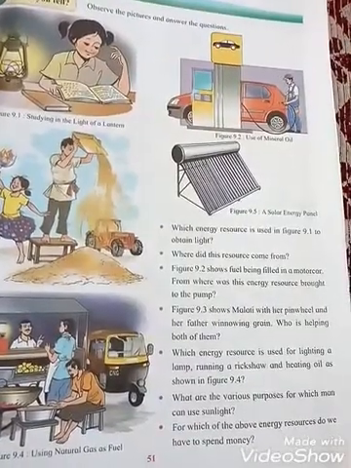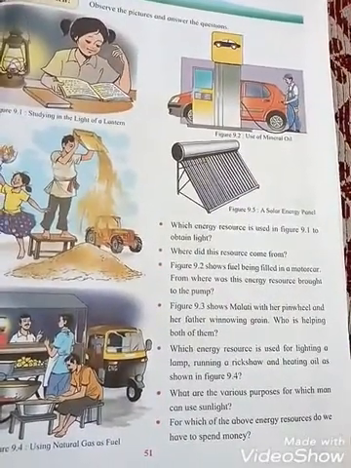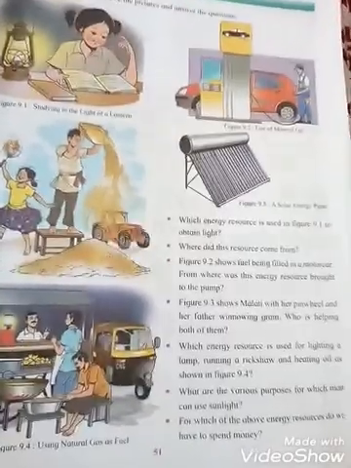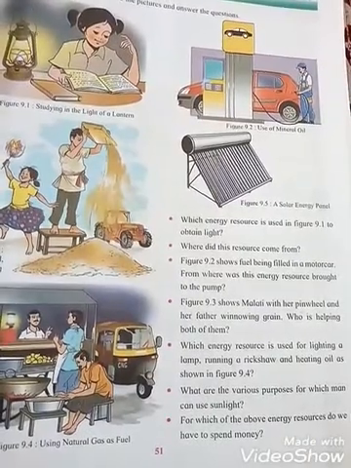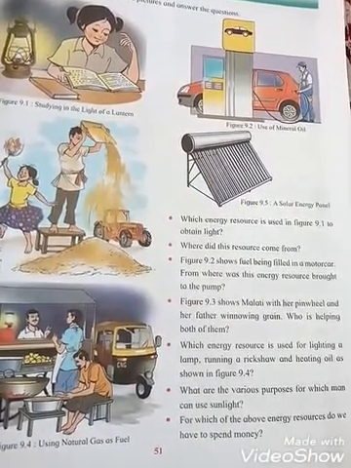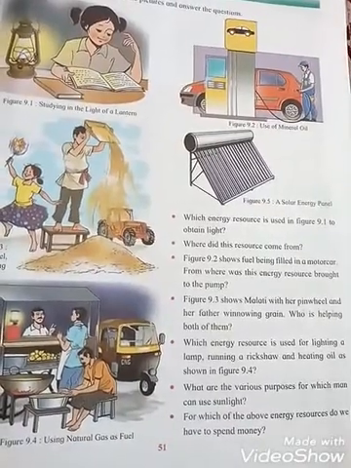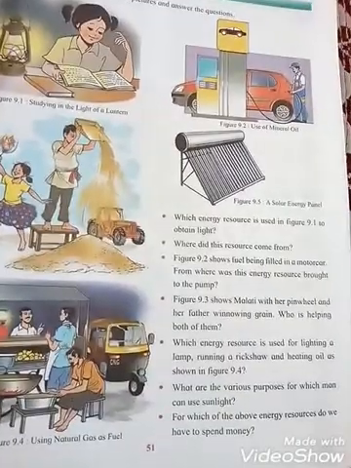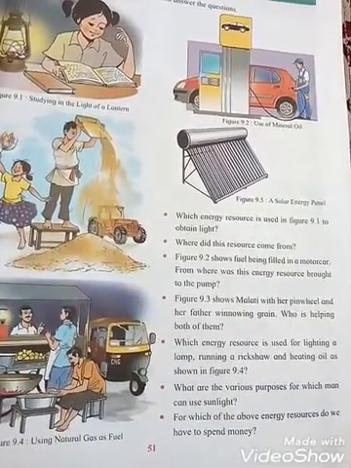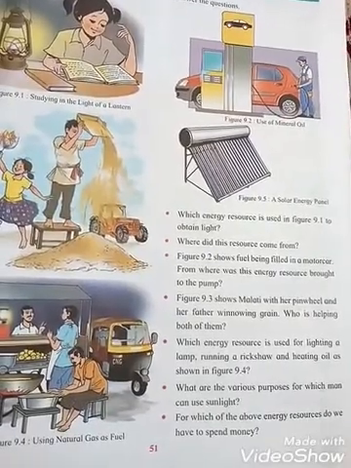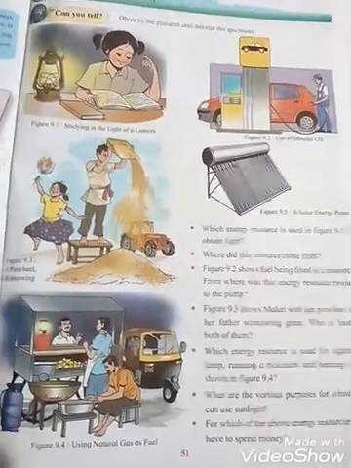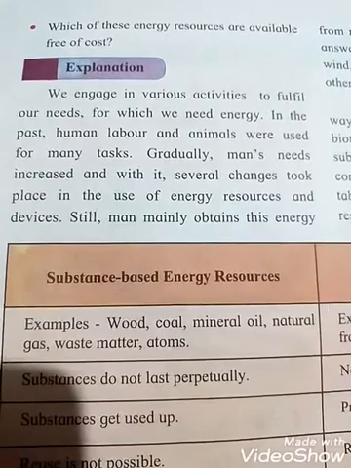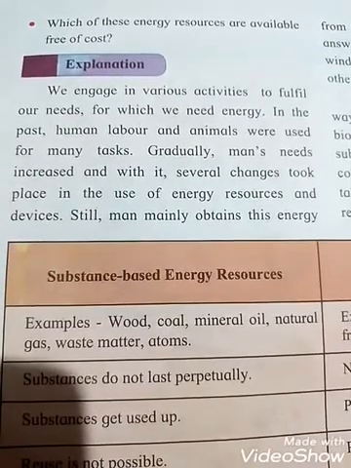And next one, what are the various purposes for which man can use sunlight? Students, man can use sunlight for growing food grain, drying clothes, heating water and cooking food, and also to generate electricity. Okay. Next question, for which of the above energy resources do we have to spend money? See students, it means we have to spend money for mineral oil and natural gas. The other energy resources are available free of cost, that is wind energy, students, and the sun also. Okay.